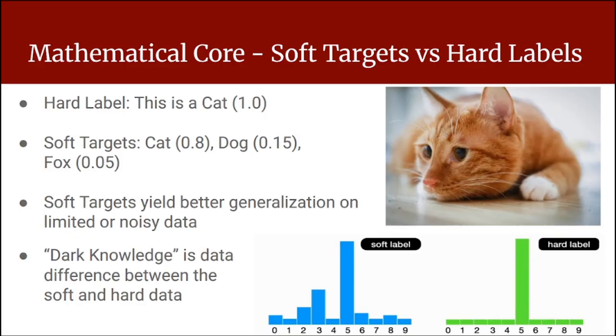Another concept we can get looking at these images is dark knowledge. So on the bar charts below, we can kind of see the difference between what a hard label distribution would look like and a soft label. And the dark knowledge is the difference. It's all that data that's lost when you're only evaluating a hard label. So in short, hard labels teach correctness, but soft targets can teach understanding.